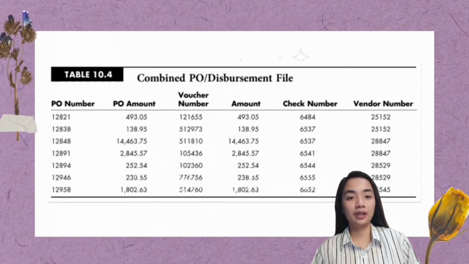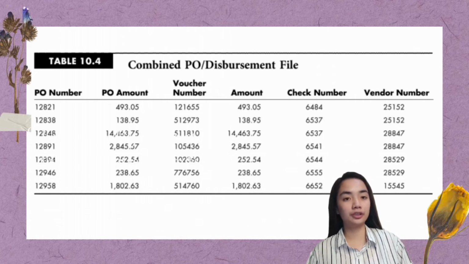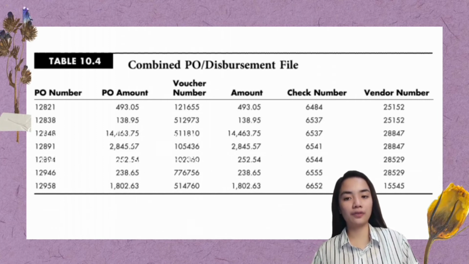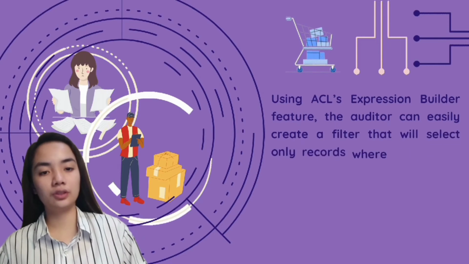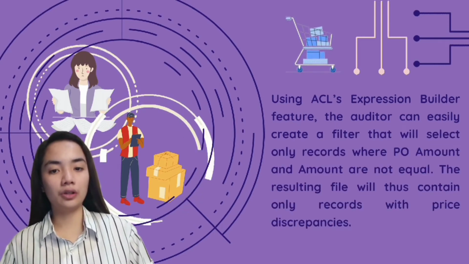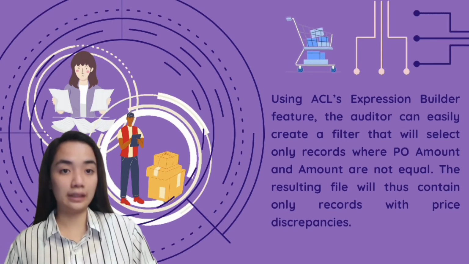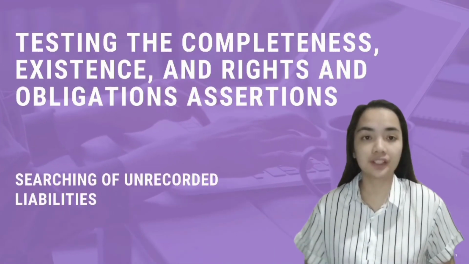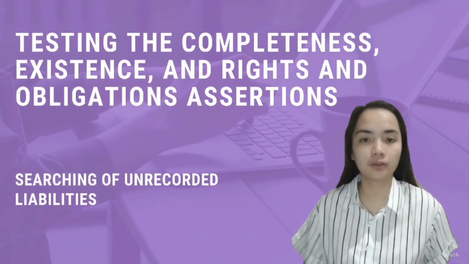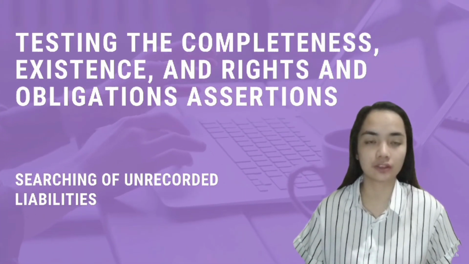At this point, the resulting file might be quite large, which makes it hard for the auditor to scan the file for price differences, which is time-consuming and ineffective. However, this will be addressed using the expression builder feature of the ACL. This feature allows the auditor to easily create a filter that will select only those records with unequal amounts. For the next part, we will discuss testing the completeness, existence, and rights and obligations assertions.